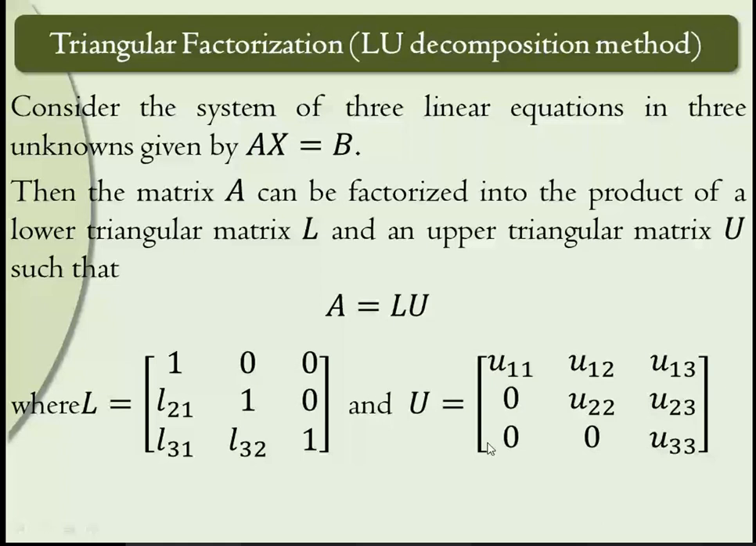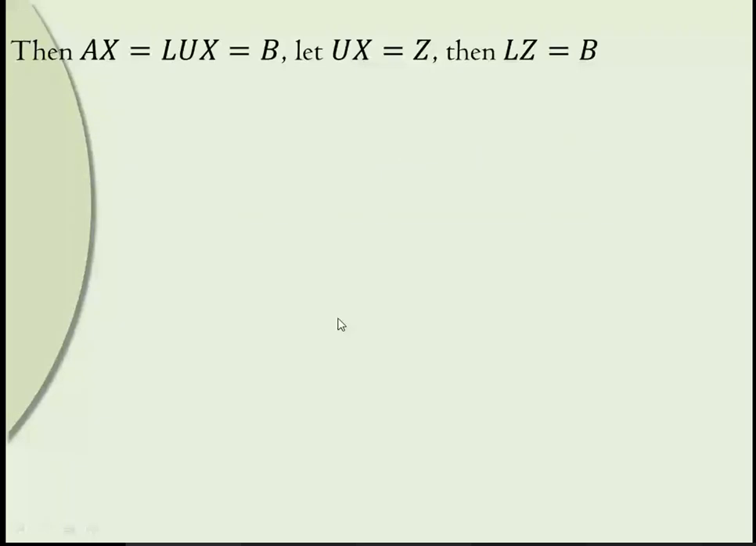And if we can write it in that way, then as Ax equal to B, we replace A by L into U, the product of lower and upper triangular matrices. So L into U into X will be B. Now replace this U into X by Z term.